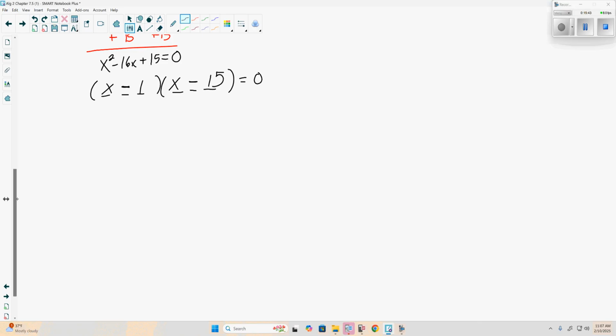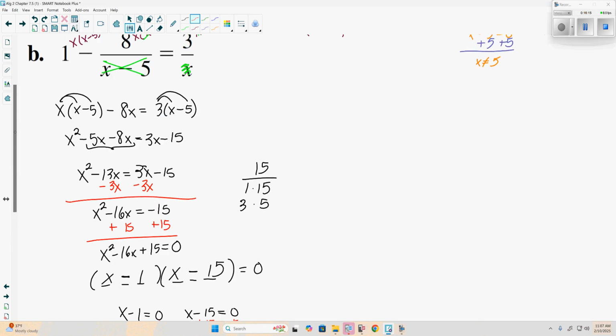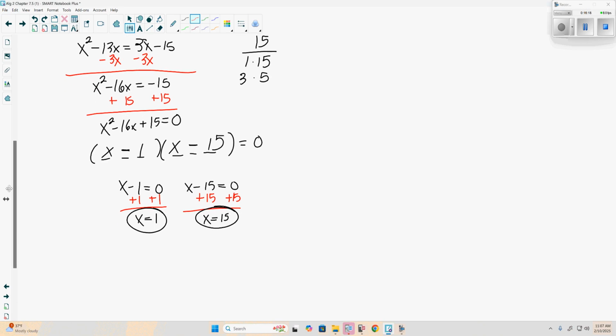And again, at this point here, we have two things multiplied together to equal 0. So either x minus 1 is 0, or x minus 15 is going to be 0. Now with our x minus 1, we can add 1 to both sides, telling us that one of our solutions is x is equal to 1. And with our x minus 15, we can add 15 to both sides, telling us that x is equal to 15. And our restrictions are 5 and 0. Neither one of these are our restrictions, so 1 and 15 are the solutions. That's it.